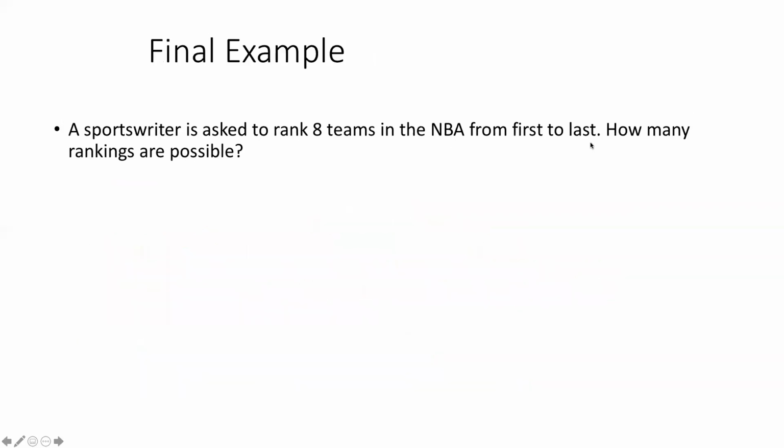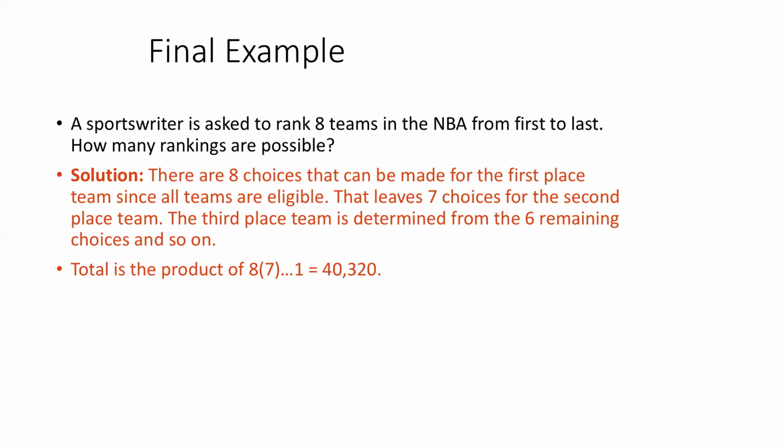So here's another example. A sports writer is asked to rank 8 teams in the NBA from first to last. How many rankings are possible? In this case, hopefully you would see that there's 8 ways to pick the first team, 7 ways to pick the second team, 6 ways to pick the third team, 5 ways to pick the fourth team, 4 ways to pick the fifth team, and so on, all the way down to 1. And this is the introduction of 8 factorial.